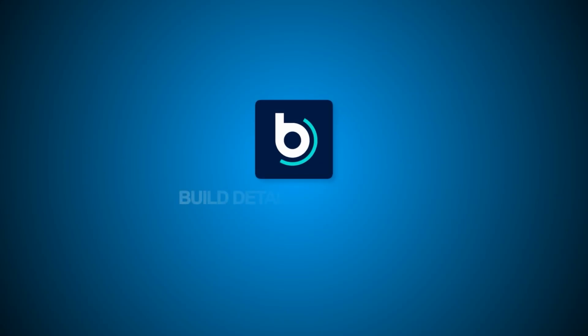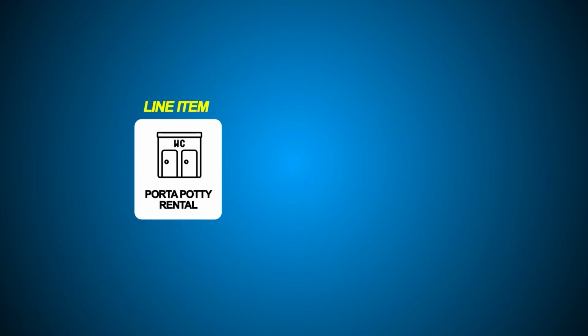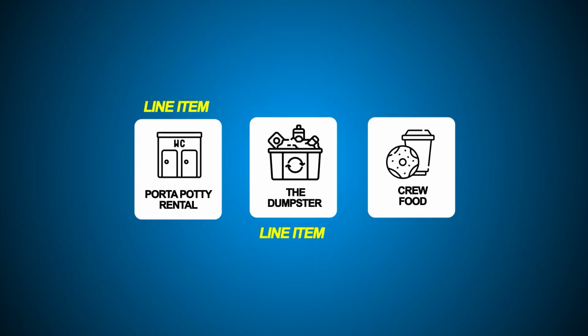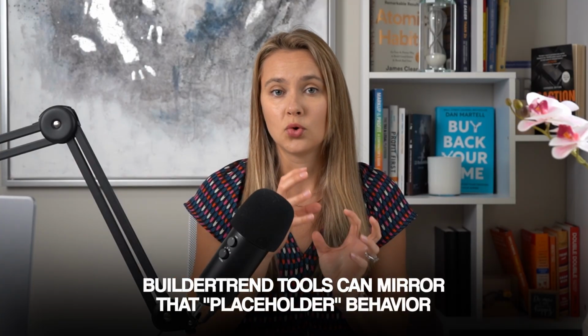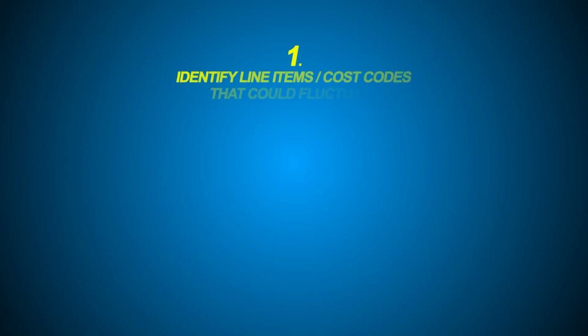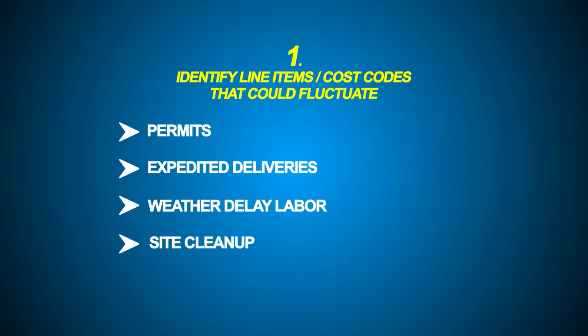Buildertrend lets you build these into estimates from day one. Create line items for everything. Yes, everything. That porta potty rental, line item. Dumpster, line item. The coffee and donuts for the crew, line item. Here's a pro move. You can use Buildertrend's budgeting tool to mirror that placeholder behavior, identifying line items and cost codes that could fluctuate, for example, permits, expedited deliveries, weather delay labor, site cleanup, inspections.